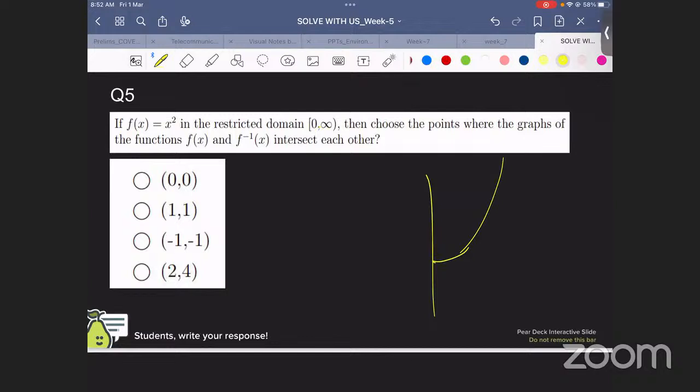Hello, sir. Hello. Yeah. Please explain one. I'll explain this. Try to solve this one first, then I'll explain it. Maybe after 2 minutes, I'll explain this.